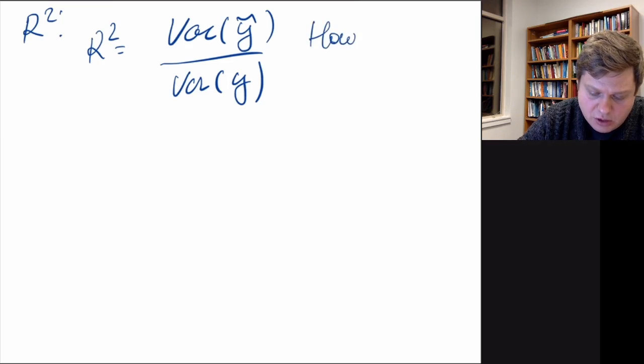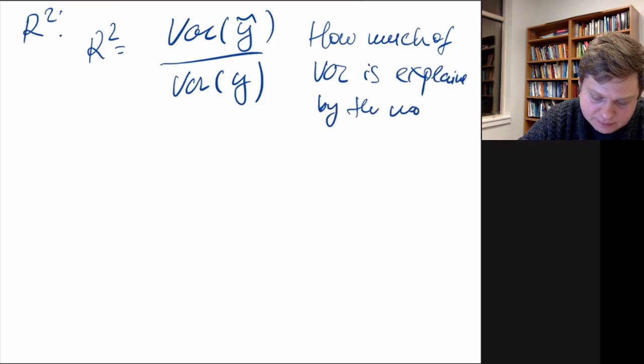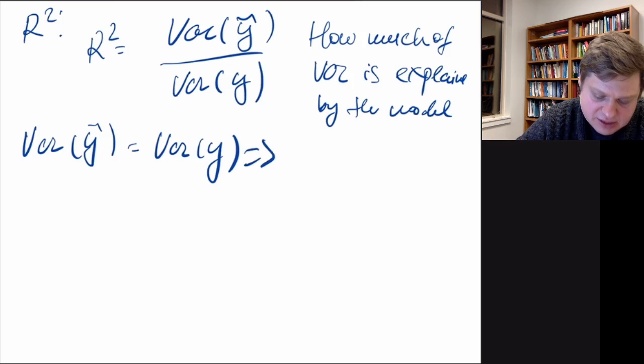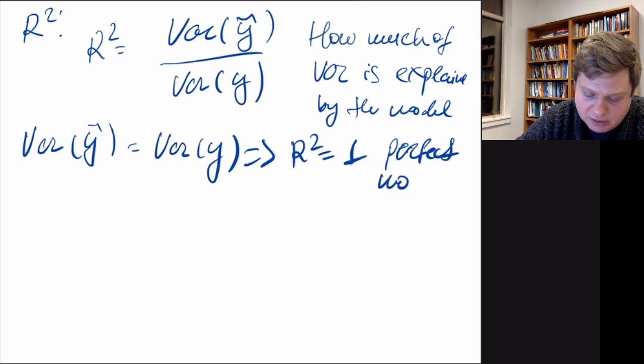So how much of the variance is explained by the model. Okay. So if the variance of y hat equals the variance of y, it means that r squared is going to be 1. So it's a perfect model. Or at least if you use r squared, you will claim that it's a perfect model.